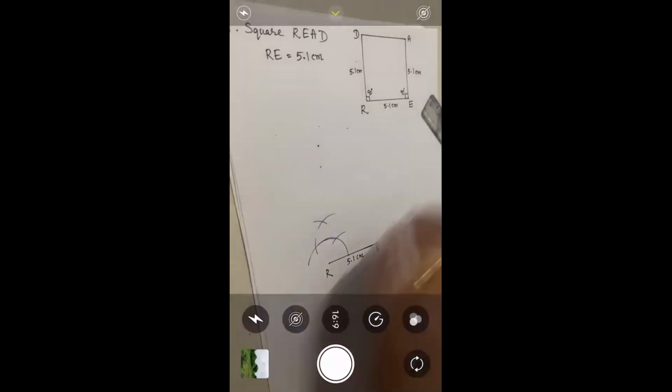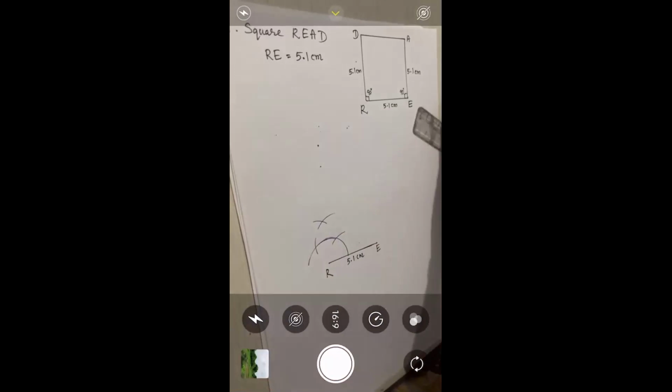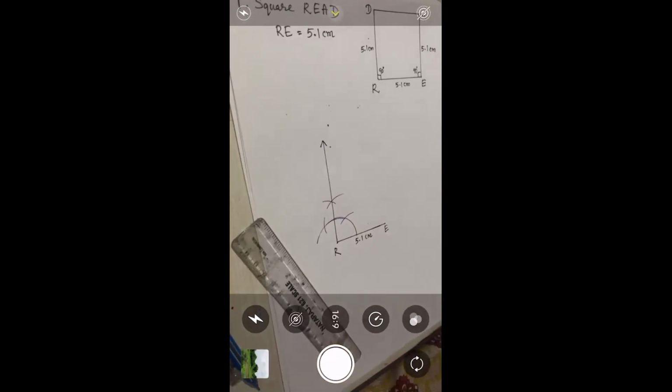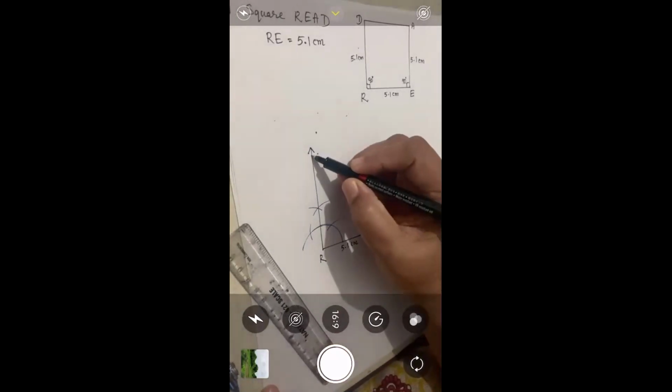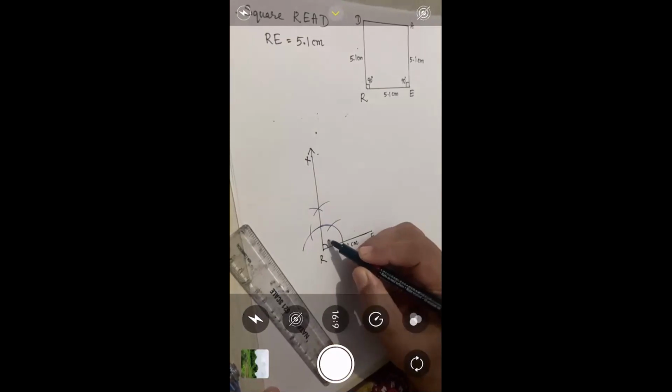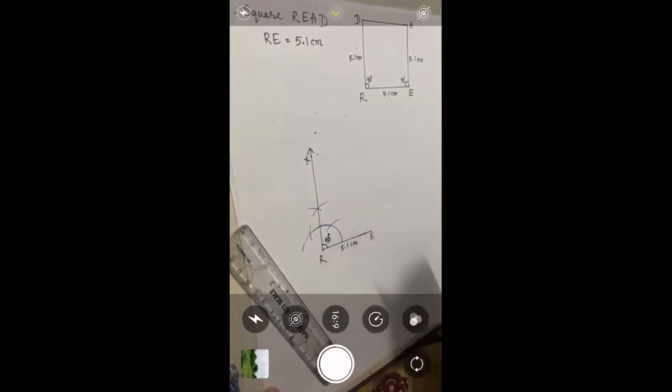So we have got the point, and we have to draw a ray. Draw ray, and we can give the name here as X. So at the point R, we have constructed angle 90 degree.